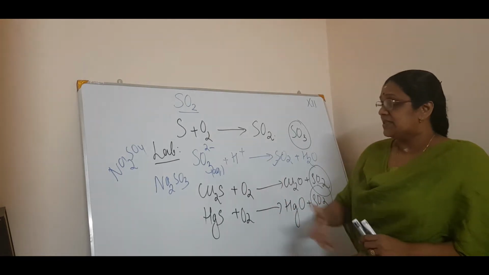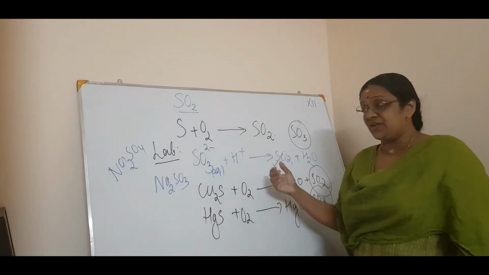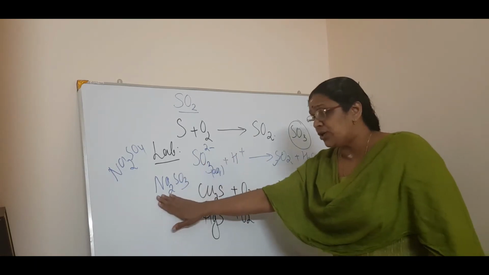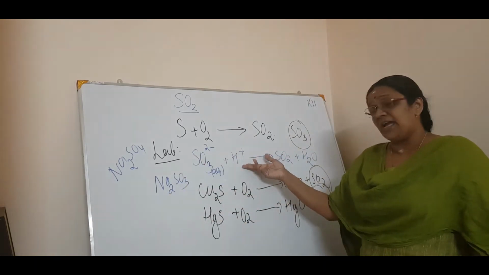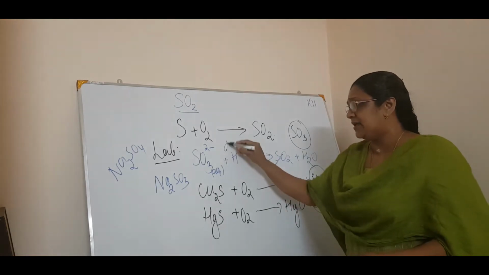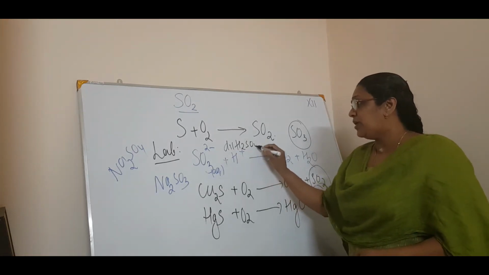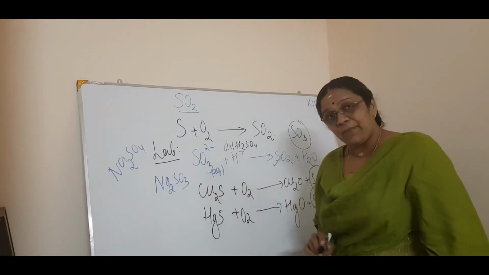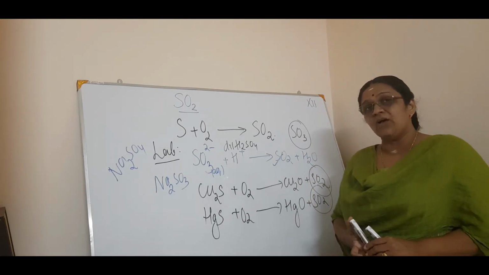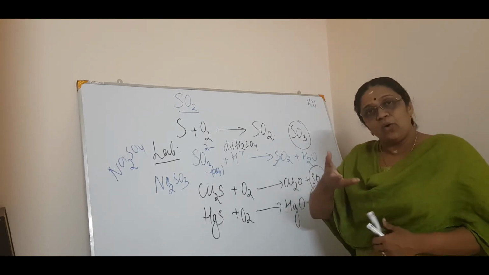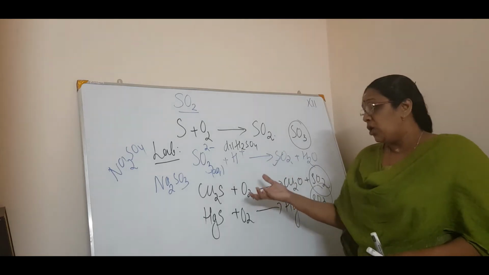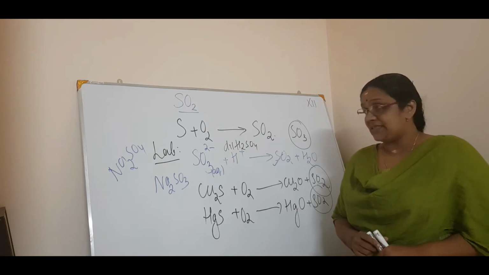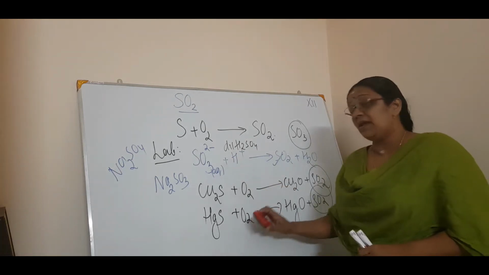So, the first is a simple preparation by direct oxidation. Second is a lab preparation, that is any sulfite, sodium sulfite or potassium sulfite, plus H plus, which means dilute sulfuric acid. Since it's an ionic equation, I am writing only the ions, and you will get sulfur dioxide plus water. And industrially, it is obtained as a byproduct in the roasting process. That is, when sulfide ores are converted into their oxide ore, you will get the corresponding sulfur dioxide. Understood? Right. Now comes the physical and chemical properties.